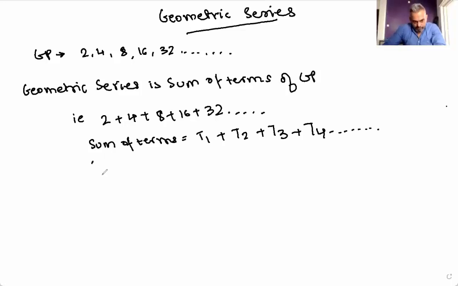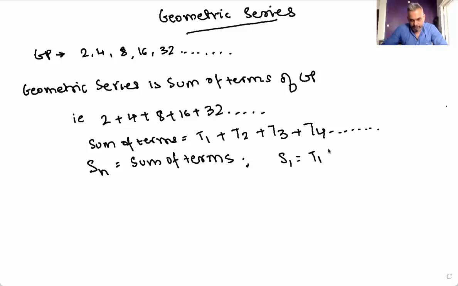So we say Sn, sum of n terms, is equal to... now see, manually we can do it for 2, 3, 4, 5, 7, 8 terms, but for 15, 20, 30 terms, it becomes very difficult. So we use the formula. Sn is the symbol for sum of terms. Now, S1, the first term, is the same as T1. It's a rule. S1 is equal to T1.